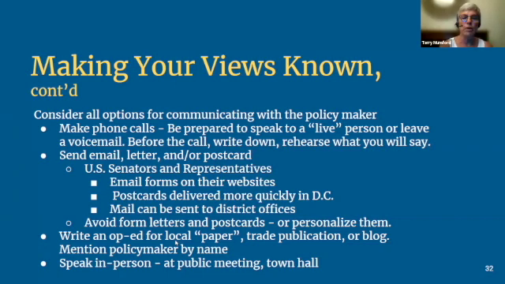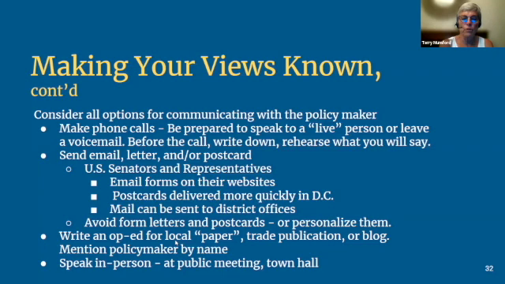On this slide, we just talked about some of the specifics of communicating with a policymaker. If you can make that phone call, do it. Be prepared. Write down what you're going to say before you say it, that's what I have to do. Even if you're going to leave a voicemail, that's okay. It's even a good idea. Make a phone call, send an email, send a letter or a postcard.